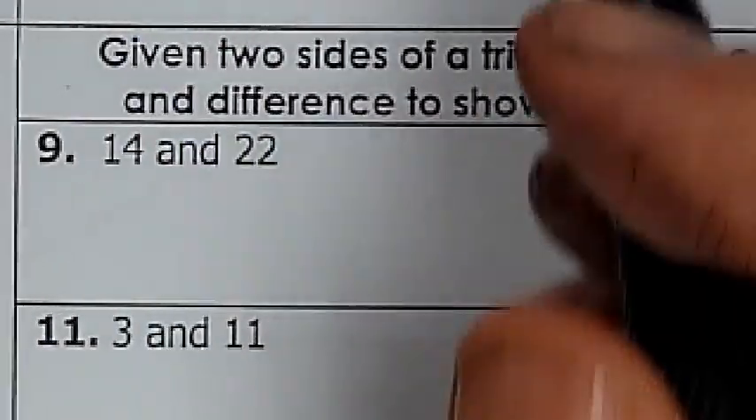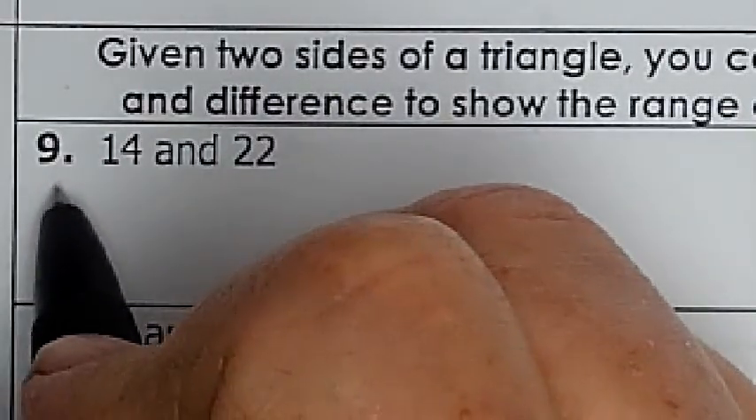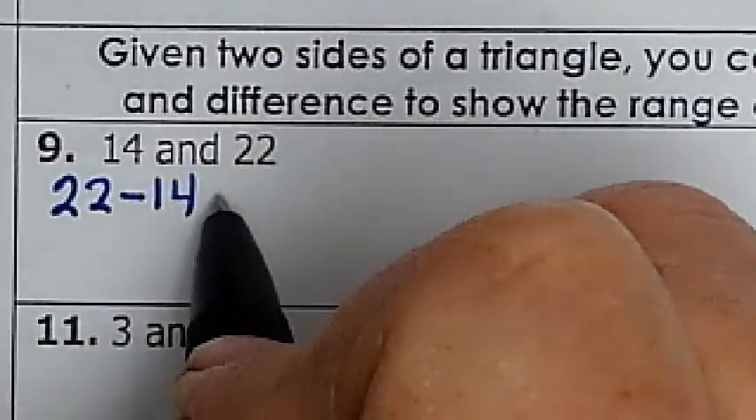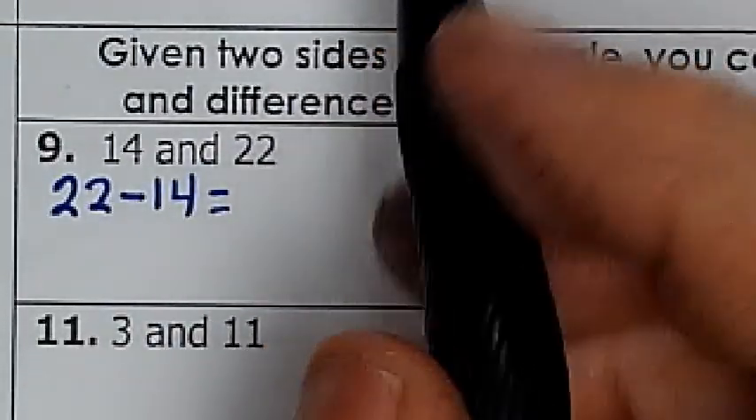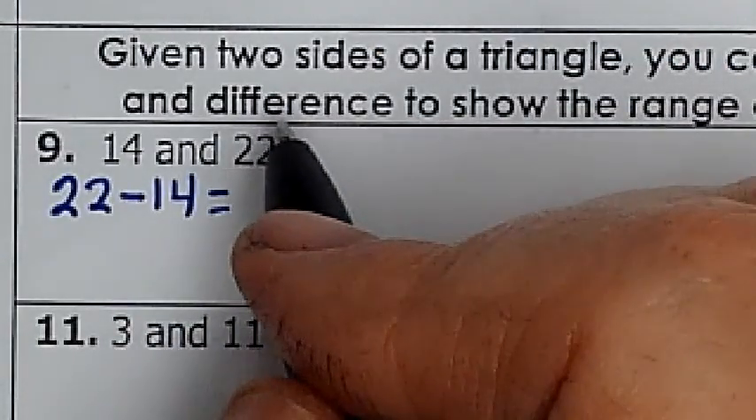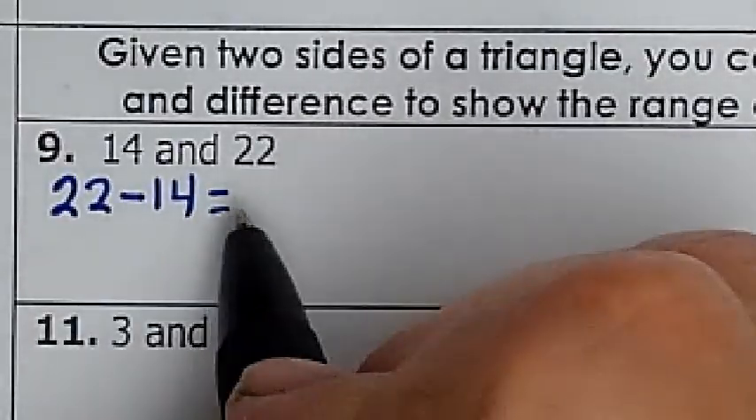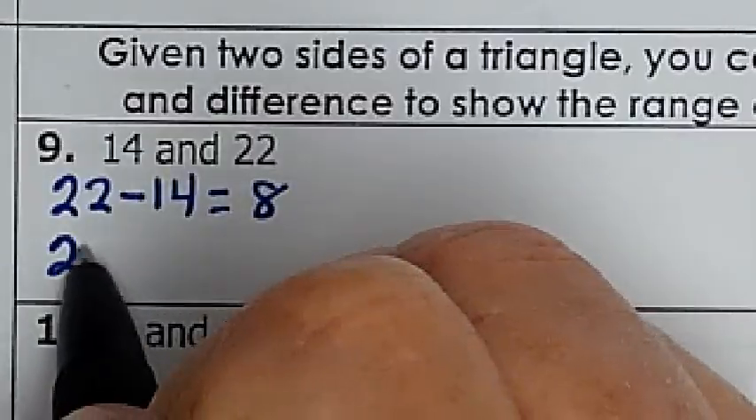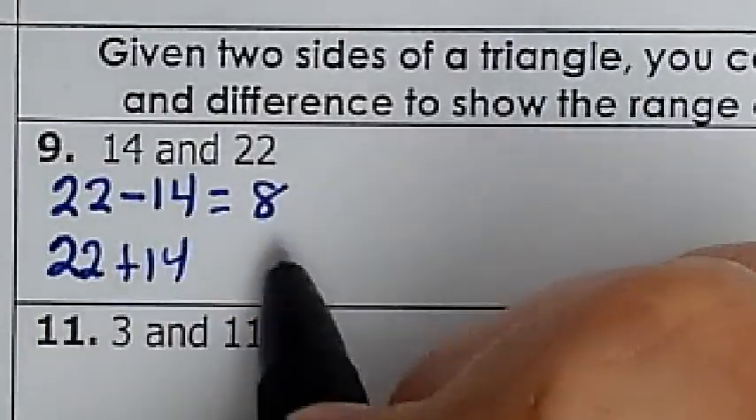Subtract 22 minus 14. That gives you 8. And then what do you do to get the high value? 22 plus 14. So you subtract and add. That gives you 36. That means the third side has to be between 8 and 36.